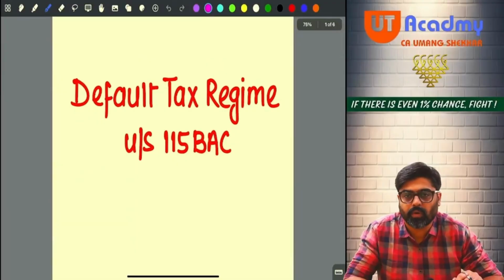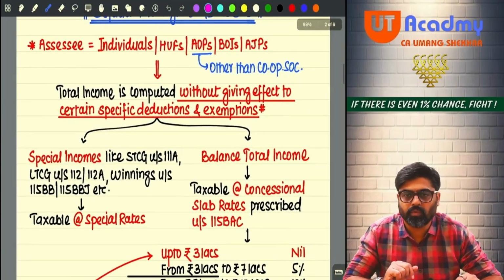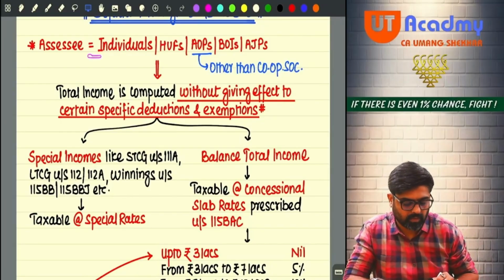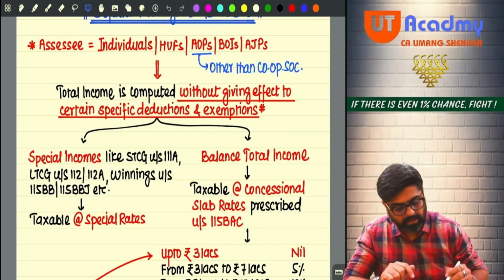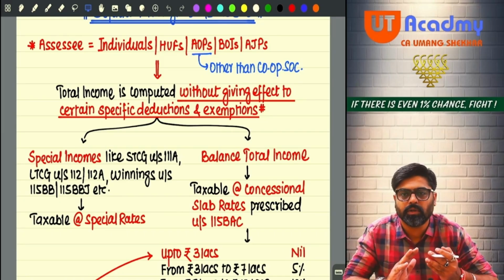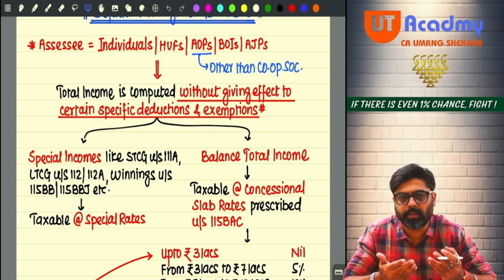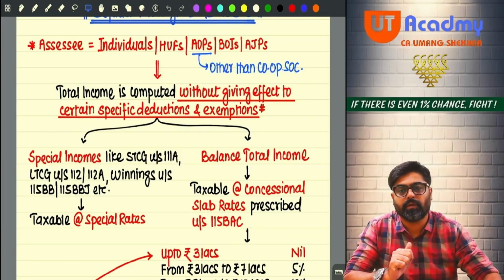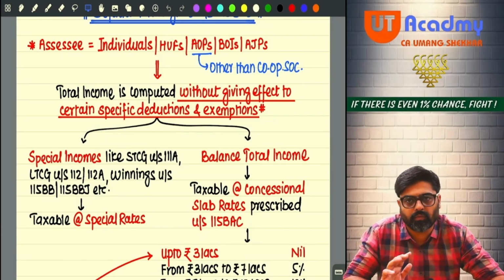Default tax regime, 115 BAC. To whom does this provision apply? This provision is applicable to Individual, HUF, AOP, BOI and AJP. And AOPs must be other than cooperative societies, because for cooperative societies a different scheme is prescribed. So cooperative societies are not covered by the 115 BAC provisions.